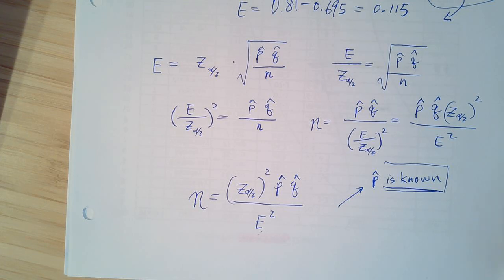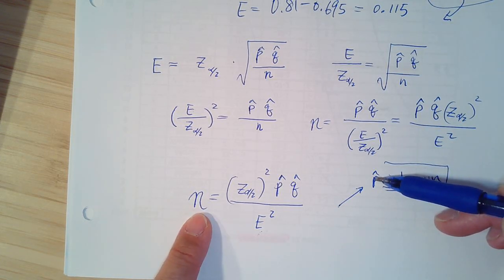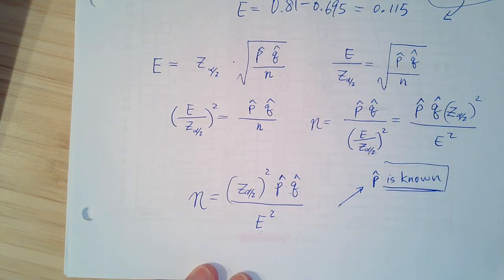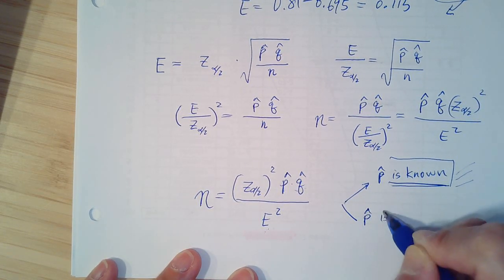If you have some idea, even if it doesn't directly come from this sample, that's okay. That's p hat known, you just plug that in. So you can get that known from other people, experts or experience, whatever. So sometimes it's known. What happens if p hat is unknown?